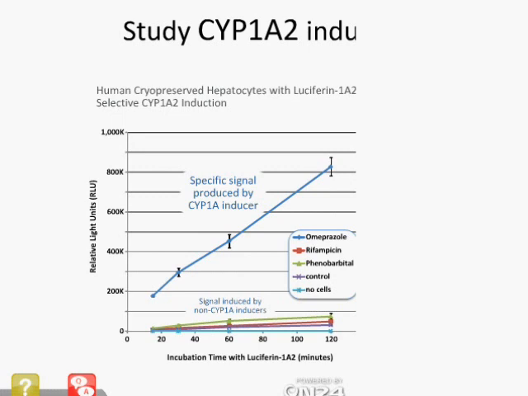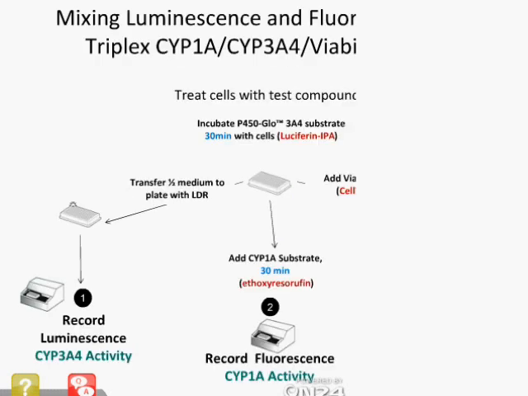It's also possible to multiplex the P450-Glo CellTiter-Glo combination previously described with a third fluorescent readout to form a triplex assay that contains both luminescent and fluorescent probe substrates. Multiplexing several different P450 assays together is a very valuable tool for evaluating potential drug-drug interactions.